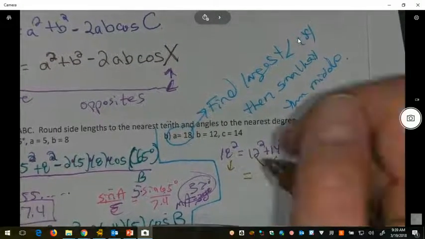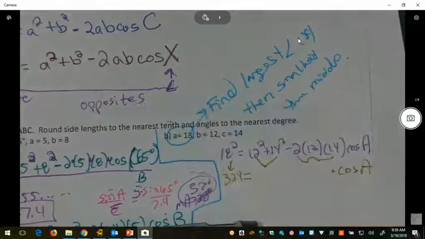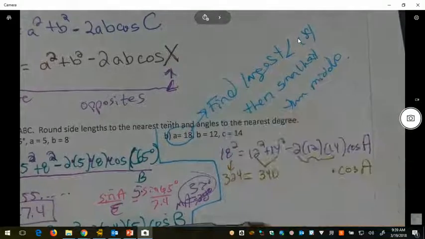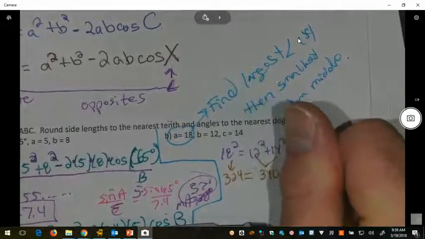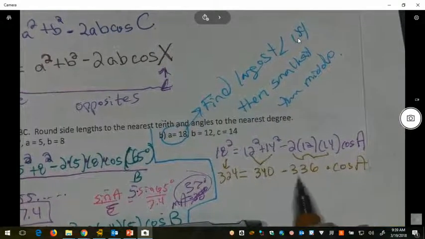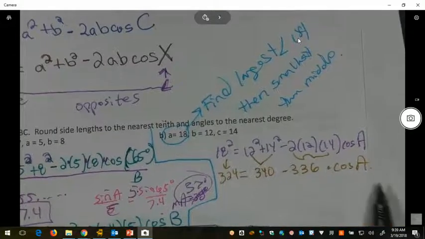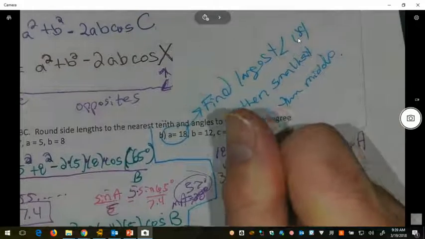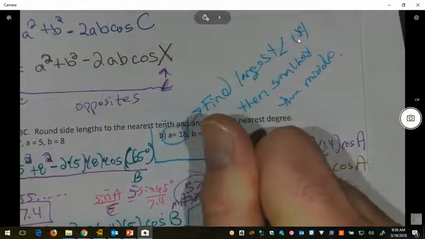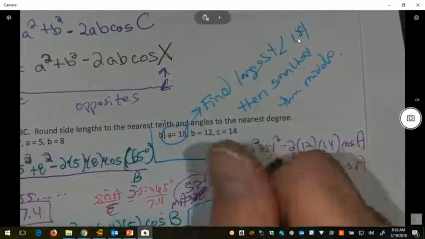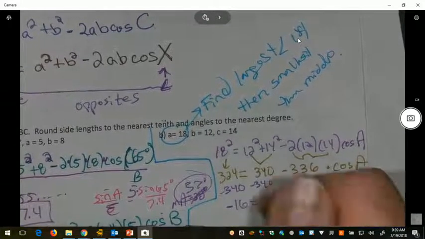So 18 squared is 324. 12 squared and 14 squared give us 340. 2 times 12 times 14 gives us negative 336. Do not do 340 minus 336. This 336 is attached to cosine A through multiplication. So subtract 340, giving us negative 16.